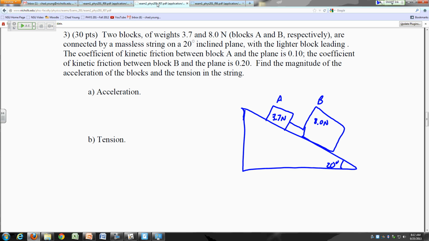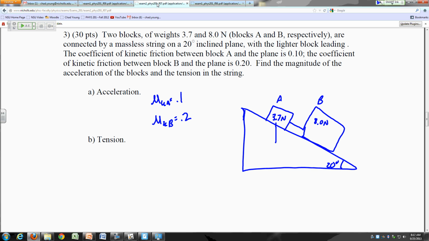And I want to know the coefficient of friction for A is 0.1, and the coefficient of friction for B is 0.2. So presumably blocks A and B are made out of different materials, so they experience different friction. Like one's wood, one's rubber, or something like that. All right, and I want to know the acceleration of the blocks. There are no forces acting on it other than the normal force, the weight, and the frictional forces. So I'm going to draw the forces on each of these.